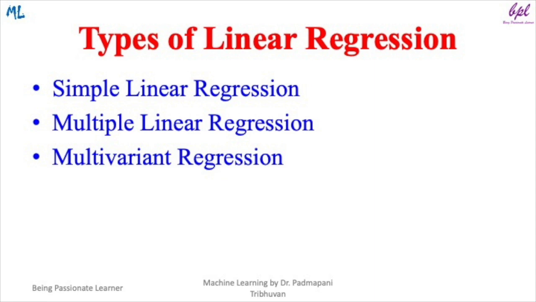First type is a simple linear regression where there is only one independent and one dependent variable. Second type is multiple linear regression. In multiple linear regression, we have single dependent variable and multiple independent variables. The third type is multivariate regression. In multivariate regression, there are multiple independent variables and multiple dependent variables. In this video, we are going to focus on simple linear regression.